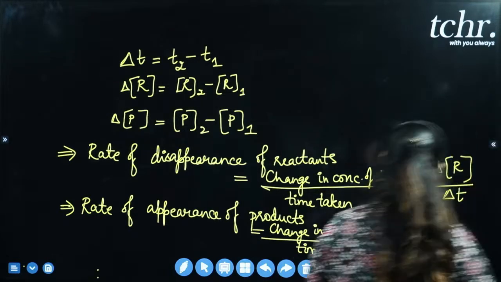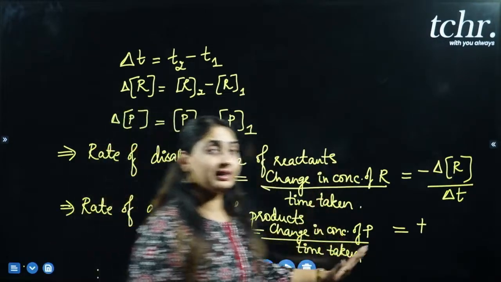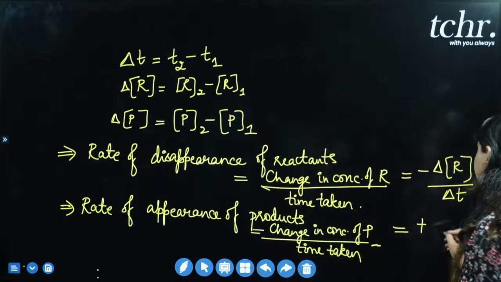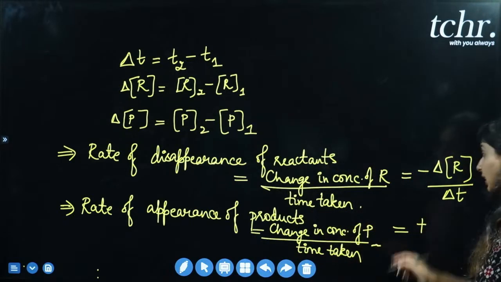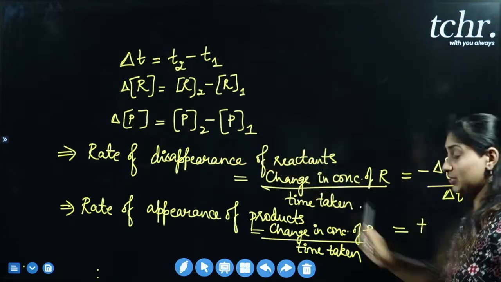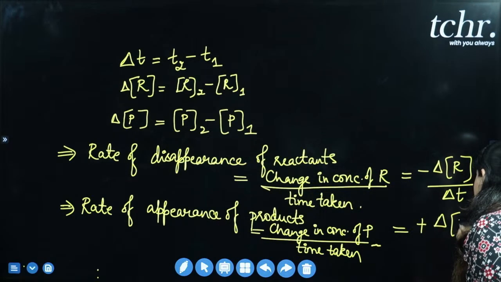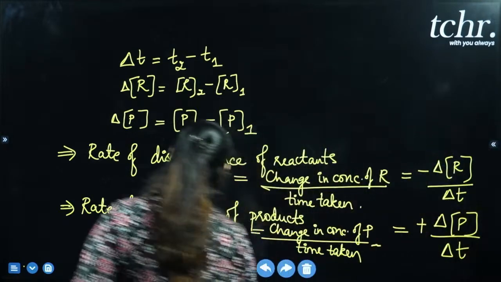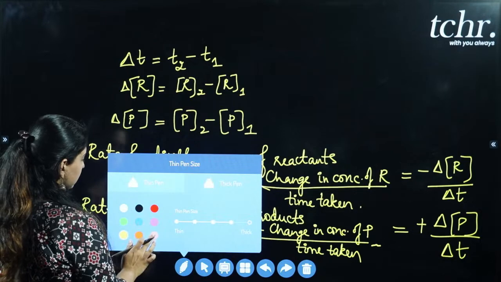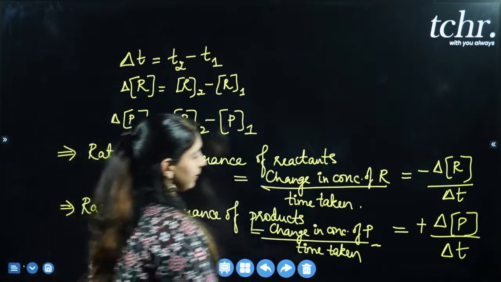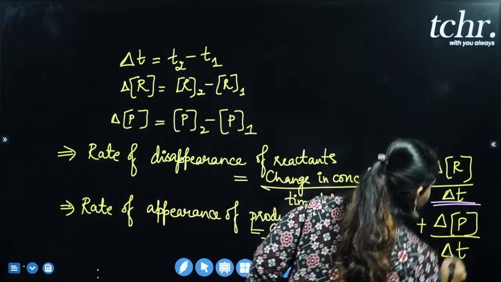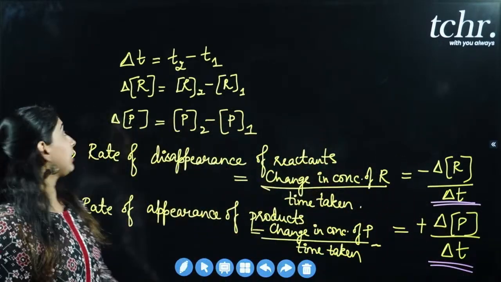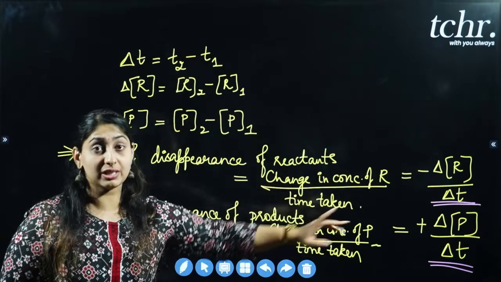Please highlight. Similarly, can you tell me how you write the expression for change in the concentration of products? Yes, it is plus because the product concentration is increasing. What is it? Change in the concentration is delta P divided by delta T. I want you to highlight these two points. So this and this expression, this is how we express the rate of a particular reaction. I hope you have understood this.